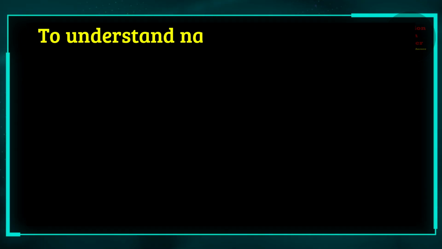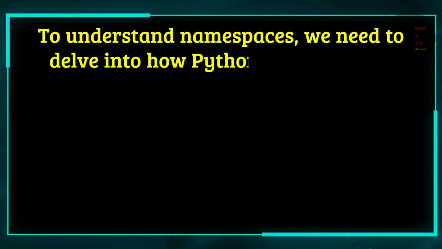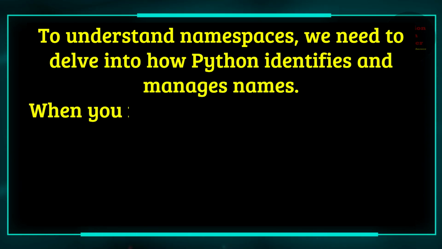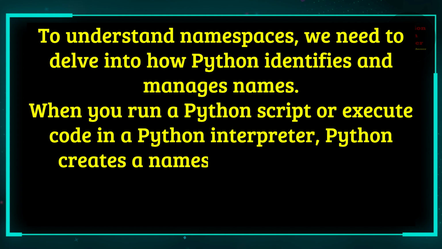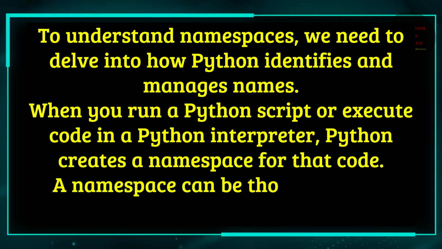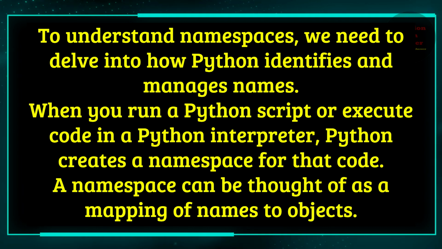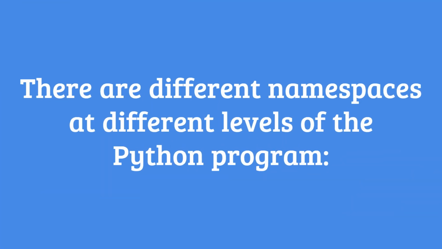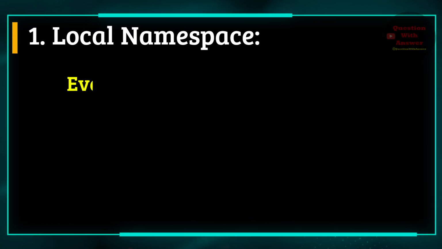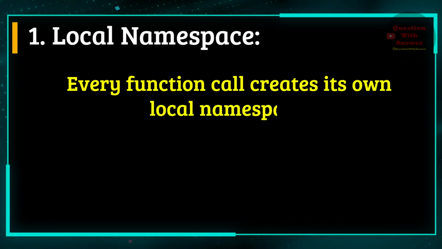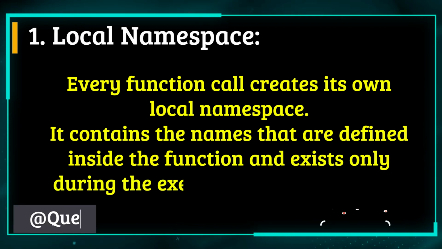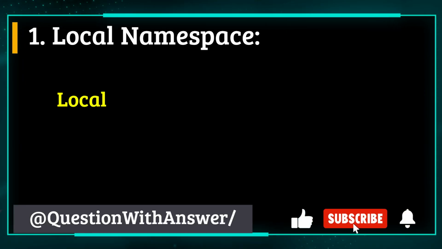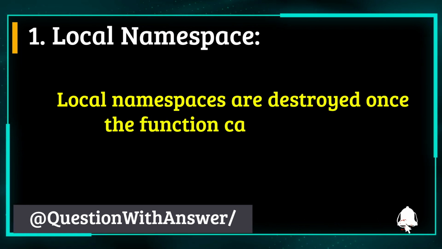To understand namespaces, we need to delve into how Python identifies and manages names. When you run a Python script or execute code in a Python interpreter, Python creates a namespace for that code. A namespace can be thought of as a mapping of names to objects. There are different namespaces at different levels of the Python program. 1. Local namespace. Every function call creates its own local namespace. It contains the names that are defined inside the function and exists only during the execution of that function. Local namespaces are destroyed once the function call completes.